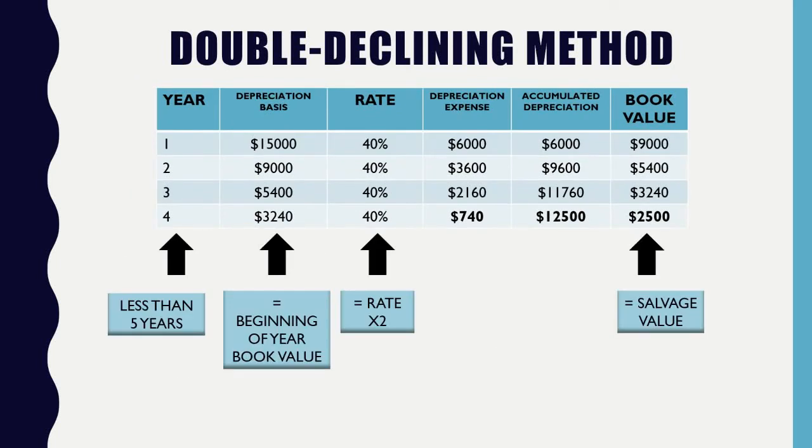So again, notice this that we didn't last 5 years. We only lasted 4 years, not 5 years. The depreciation basis is going to change every year, right? Because it is the book value. And of course, the 40% is going to stay the same. So once you figure out what it is, it will stay the same. And then depreciation basis times rate is going to give you a depreciation expense. And at the end of its life, it should equal the salvage value.